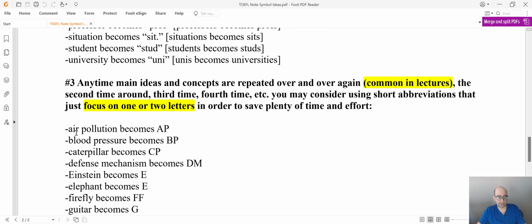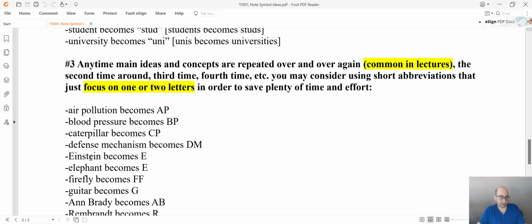So like here I have air pollution, so I just transform this into AP. Or here we have this compound noun, blood pressure, we could just say BP. Caterpillar becomes CP. Now, yeah, this was not really a compound noun, but since this is a really long word, I don't want to keep writing caterpillar, caterpillar over and over and over again. I could write caterpie, but if this is a word I'm not really familiar with, and I'm not really familiar with this insect, then, you know, something like CP would be just easier to maybe remember and just write down.